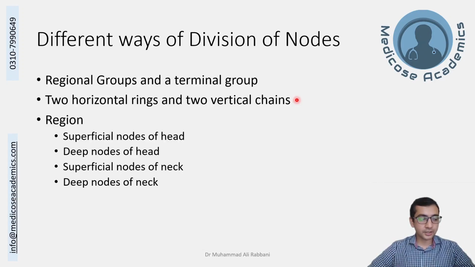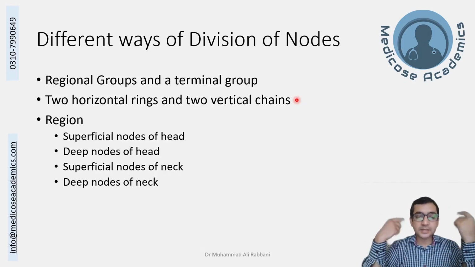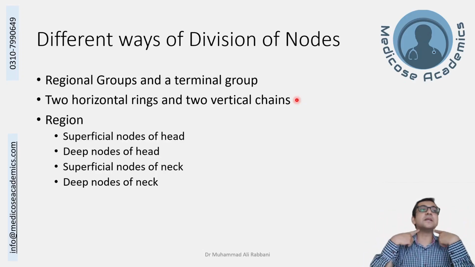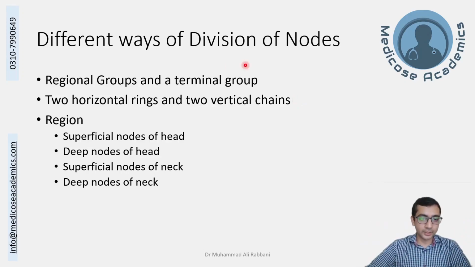Usually, a regional approach is taken where we talk about the nodes behind the larynx, behind the pharynx, retropharyngeal, region wise. And sometimes we talk about the rings, the horizontal rings, the ring that is making on the facial aspect. There is a ring of lymphatics, and there is another ring inside, and there are vertical chains that are deep cervical nodes. We will talk about them. So we will talk about the regional aspect: the superficial nodes of the head, deep nodes of the head, superficial nodes of the neck, and deep nodes of the neck.